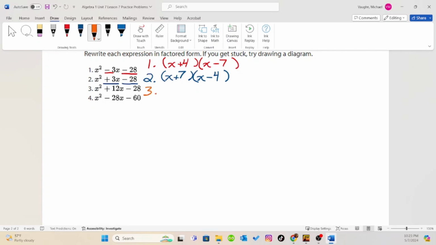Number 3. Again, I want factors of negative 28, so I know they're going to be opposites. I'm going to have an x plus, and I'm going to have an x minus. But now I want those factors to be 12 apart. So I've got 1 and 28. Those are apart by 27. And I've got 2 and 14. Those are 12 apart. The plus 12 tells me I want the plus sign with the larger factor. So this would be x plus 14 times x minus 2.